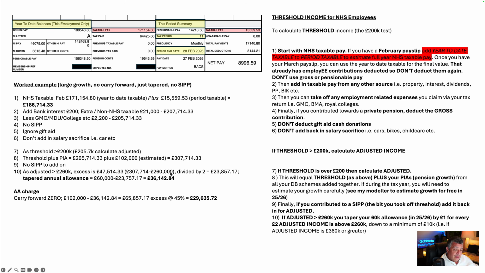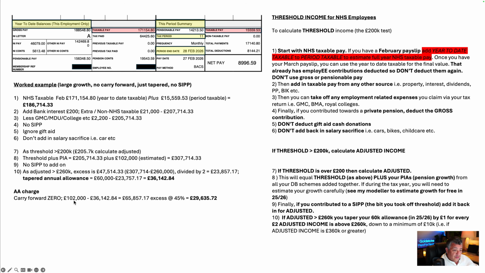And because, a bit like the tapering of the personal allowance, for every £2 of the excess we lose £1 of annual allowance. It means we've got a deduction of 23,857, and if we take that off the new higher annual allowance of £60,000, we're left with a tapered annual allowance of 36,142. And as per the title, this is somebody with large growth. They've incremented this year. There's no carry forward. They've just tapered. There's no SIP.